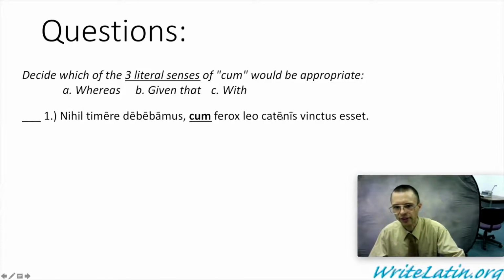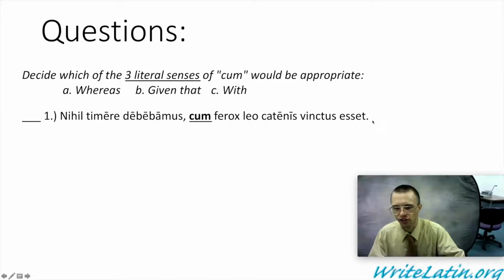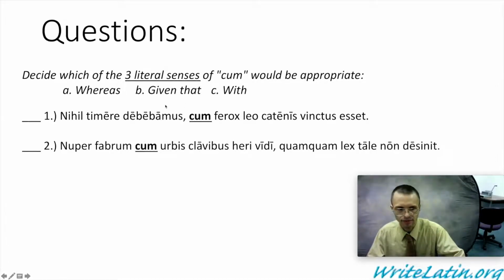Cum ferox leo catenis vinctus esset. Now, cum is in the middle of the sentence, so let's say, given that at that time, and at that time, since it was past, the fierce lion with chains might have been bound. See how that works? We should not have feared, given that at that time, the fierce lion with chains might have been bound. So we're going to pick B here, given that.